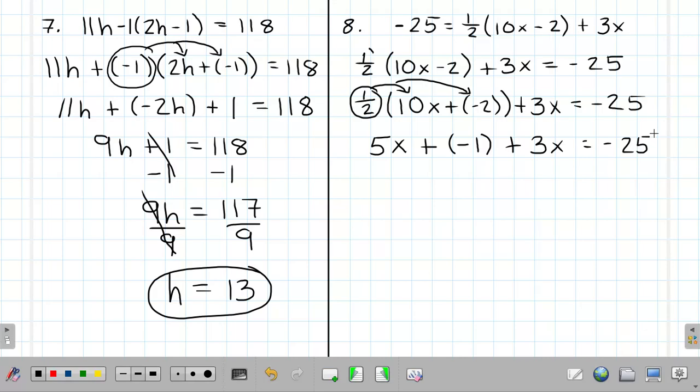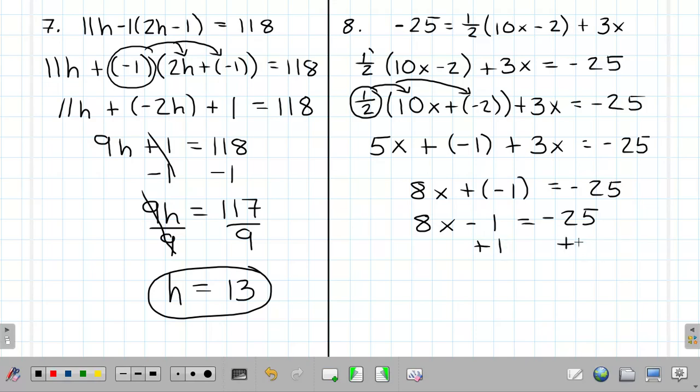Then we look and say, well, we have 5x and we have 3x, so 5x plus 3x is 8x, plus the -1. Now I'm going to rewrite it one more time as 8x minus 1. Once again, I don't have to deal with any negative numbers on this side, so all I've got to do is add 1. Those go away, so we have 8x is equal to -24. Divide by 8, divide by 8, boom.